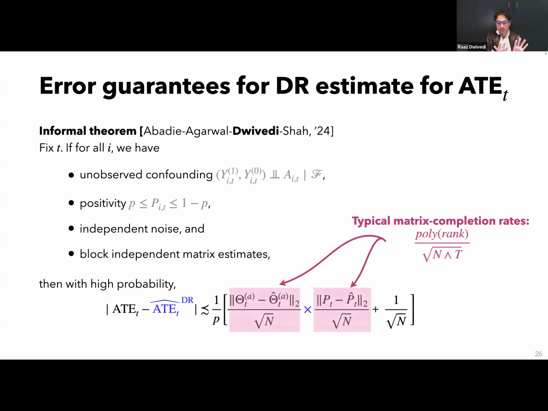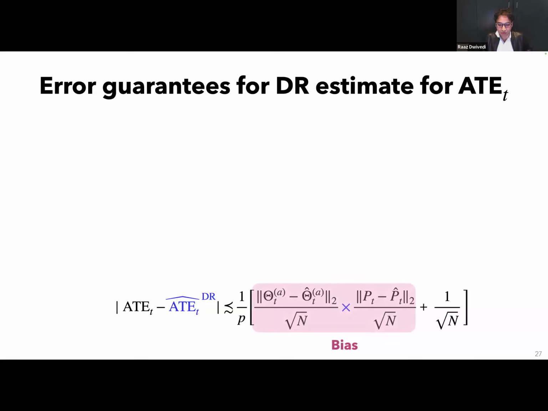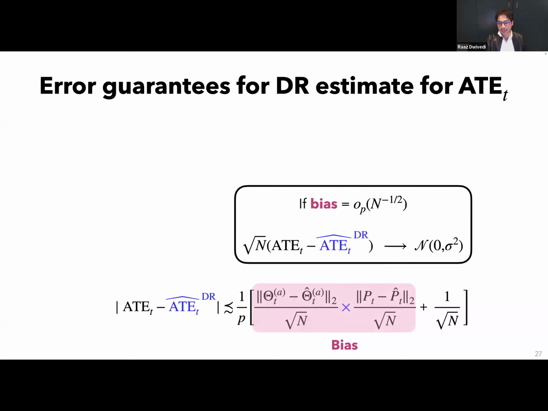So this product shows up here. And individually, these errors are of the order a poly of the rank of these matrices divided by square root of n wedge, the minimum of n and t. So that's what these rates look like. And now, because I have a product, you can think that this error can vanish for a very large class of problems. So under the hood, what is happening is this is like the bias of the estimate, and this is the variance of the estimate. So if the bias goes down quickly enough, then we have a CLT at a root n rate for the DR estimator with the right sigma square, which is appropriately defined for this problem.